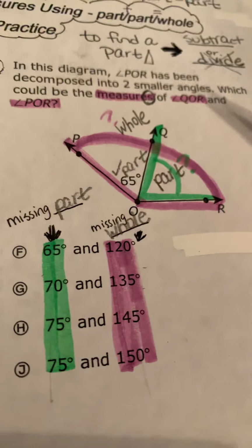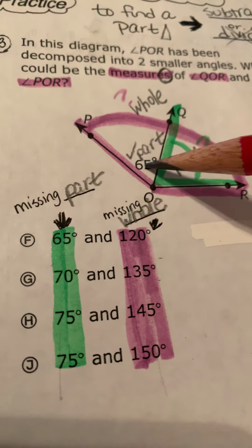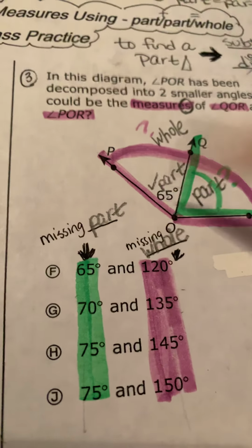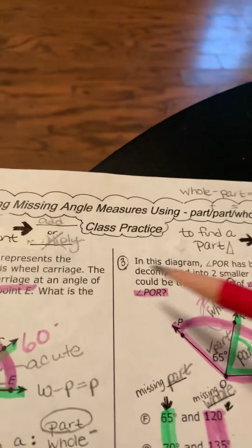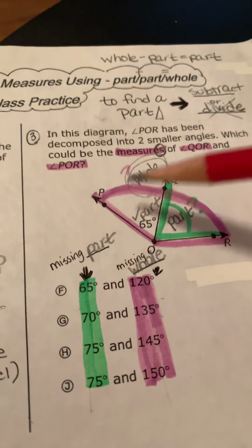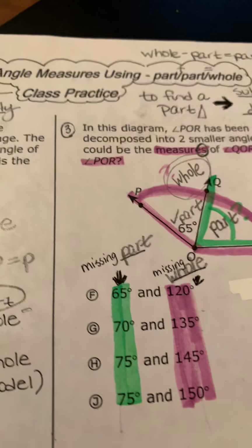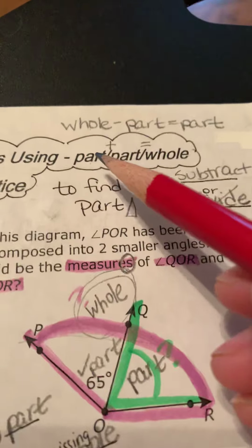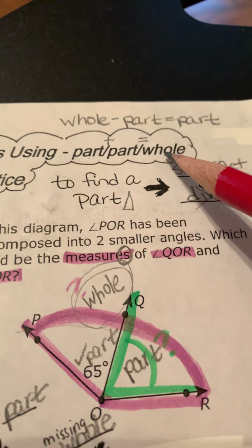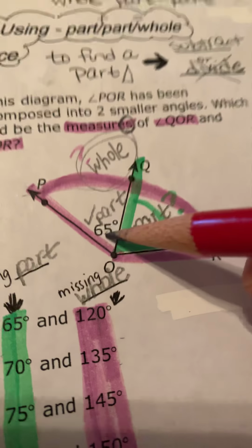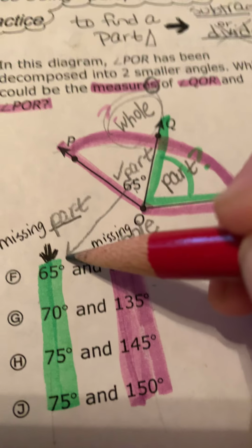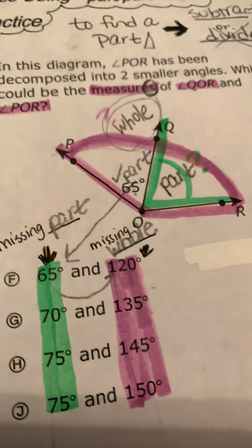So how am I going to know what's right? I know this is 65 degrees. Let me ask you this. How would we find a whole amount? If I didn't know on my notes, like let's say I'm at home on my homework and I don't know. I know this is the whole, but I don't know how to find a whole amount. Do I have that anywhere? Oh, look. Part plus part makes whole. So this part plus that part should make the whole.